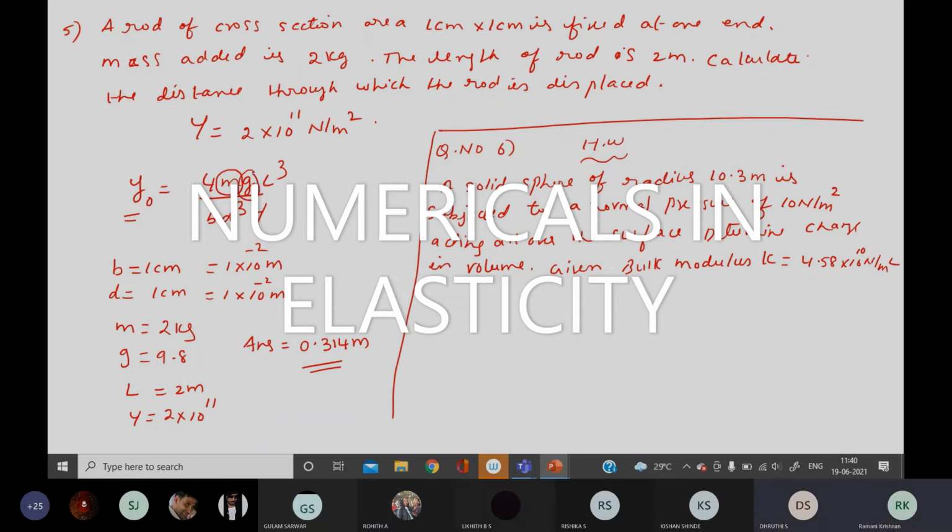Ma'am, when we add that, we are not getting 0.314. When you're not getting? When we add M and G, ma'am. No, you'll get it. Here W is tension, that is mg. You can see from the unit also. When he says 2 kg, it is meant for mass. So only if you write 2 into 9.8, you'll get it.